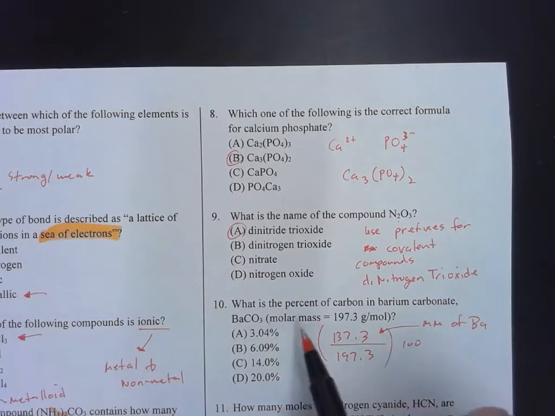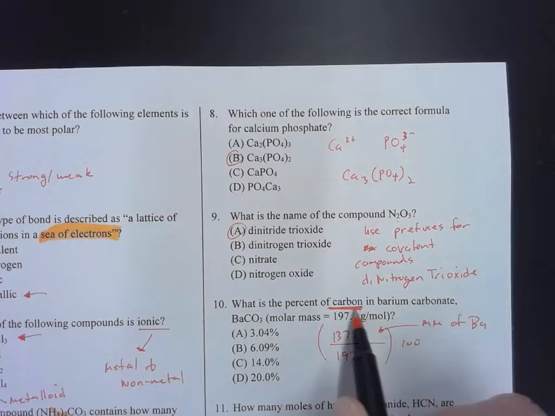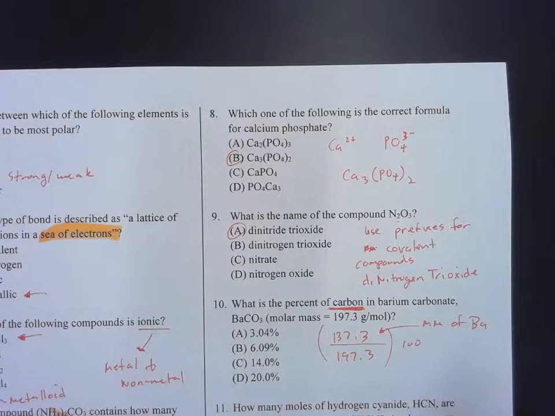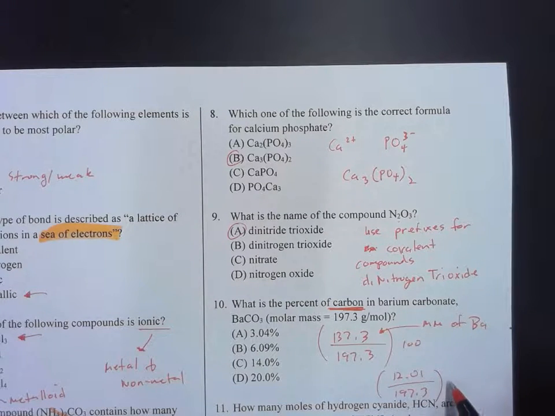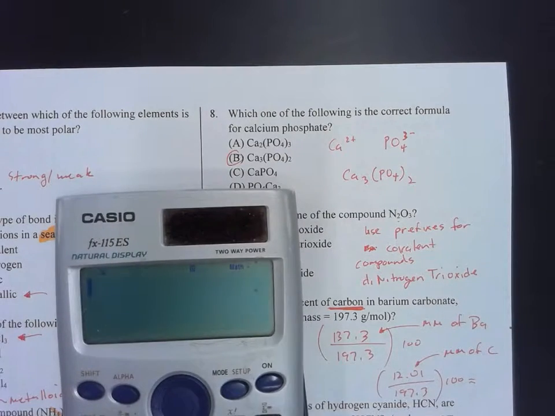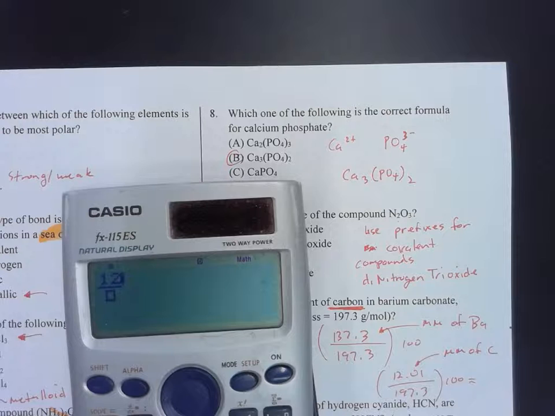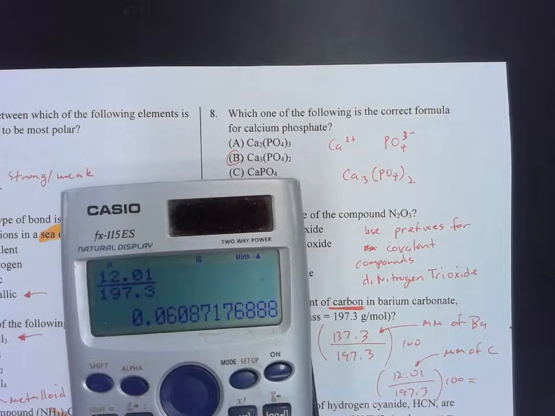Ah, I was doing barium. What do they ask for? See, that's what I get for rushing and not paying attention. If I can do it, you can do it. Okay, so be careful. Let's redo this now. All right. So we've got molar mass of carbon in this case, 12.01 divided by 197.3 times 100. Okay, so see, I made a big mistake there. Let me try it again. And I did not edit that out. I know some people are going to relish in pointing that out to me, that I made a mistake again in my video. Times 100.